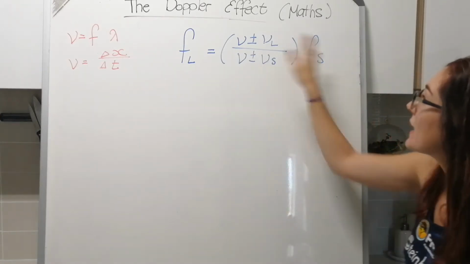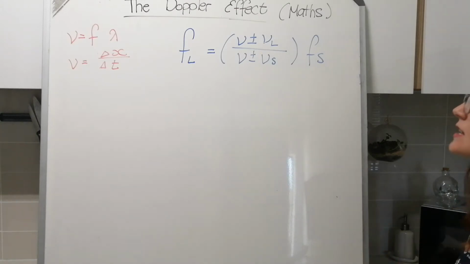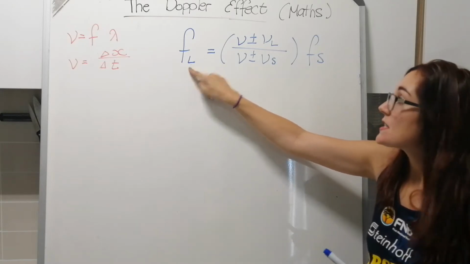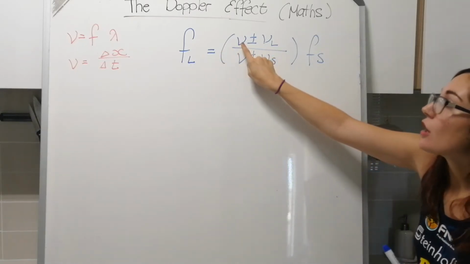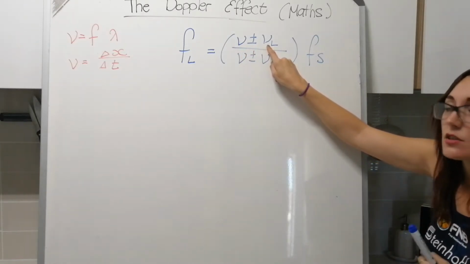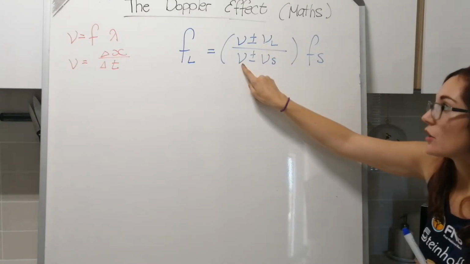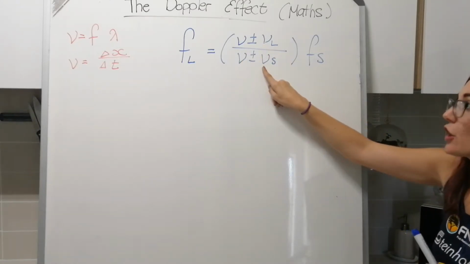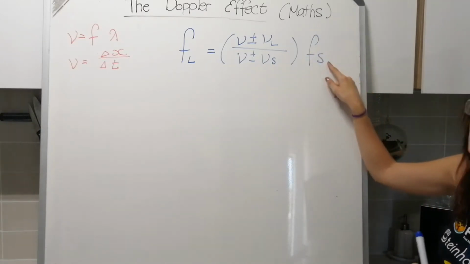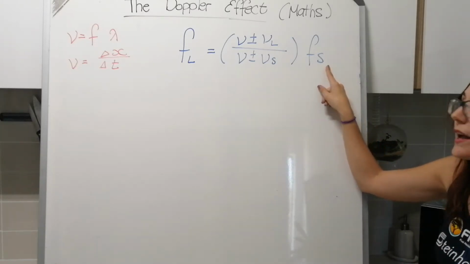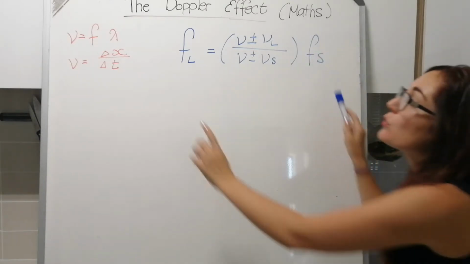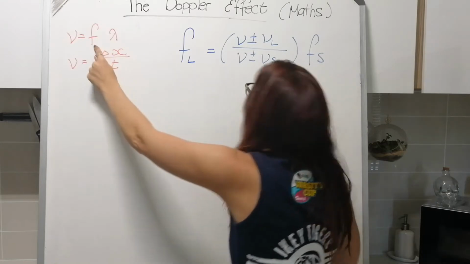But this is the main Doppler formula, and it says the observed frequency, the frequency that the listener perceives, is equal to the velocity of the wave plus or minus the velocity of the listener, if the listener is moving, over the velocity of the wave plus or minus the velocity of the source, if the source is moving, and then multiply that by the frequency of the source. So this is the actual frequency of the wave. So if they gave you the wavelength and the speed of the wave, and you wanted to work this out, you would use this formula. This formula is for the actual frequency.